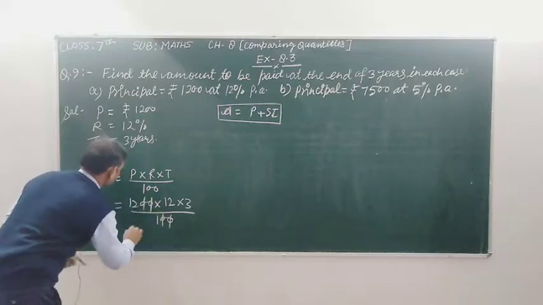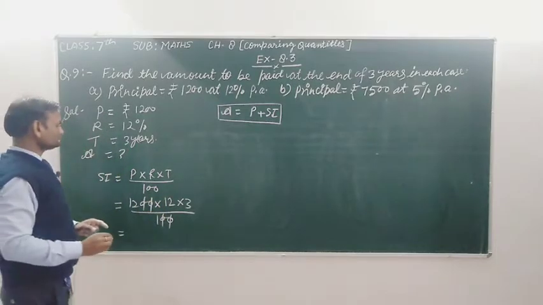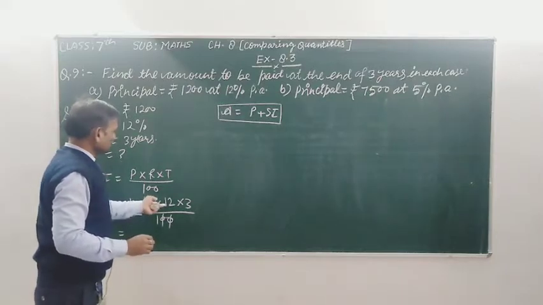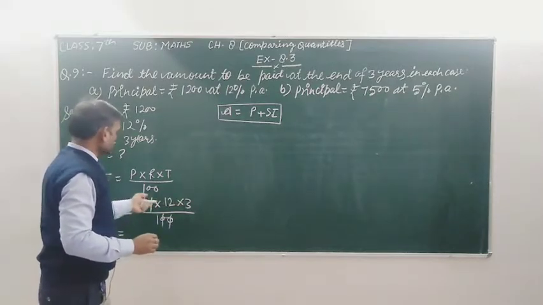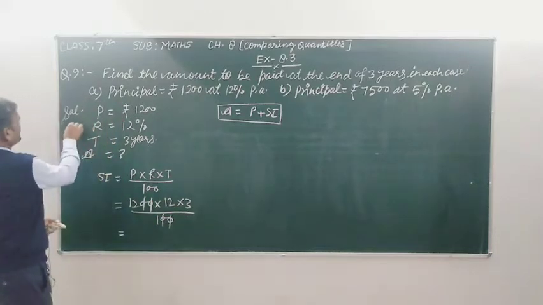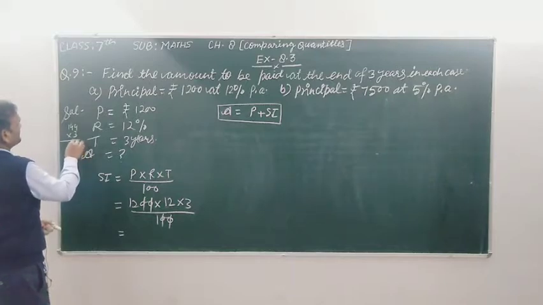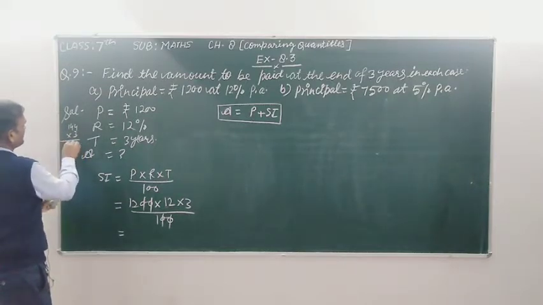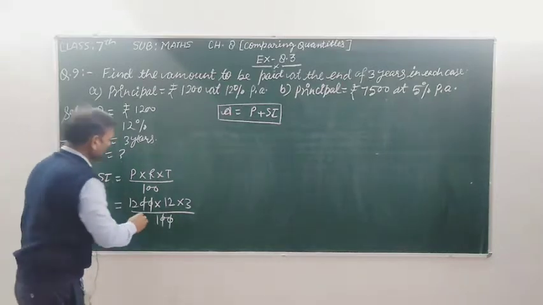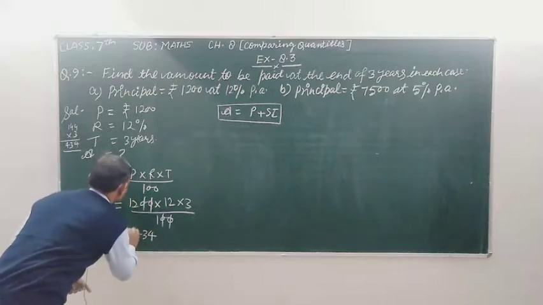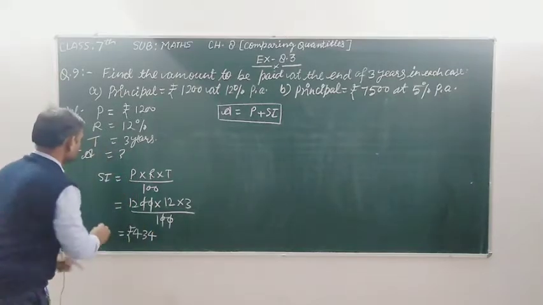20 cancel, and you need to multiply 12 into 12 into 3. 12 12s are 144, 144 into 3. 3 4s are 12, 3 4s are 12 and 1 is 13, 3 1s are 3 and 1 is 4, 434. That is 434 rupees. This is the SI.